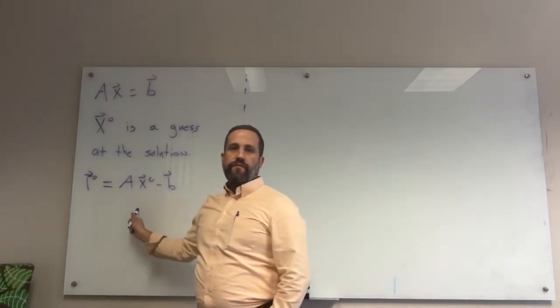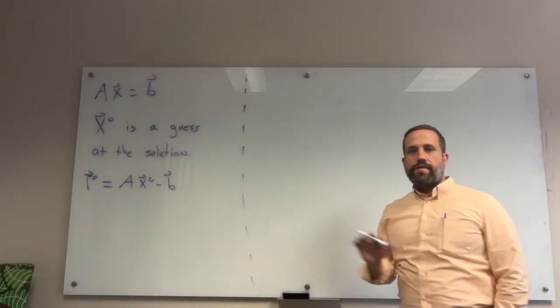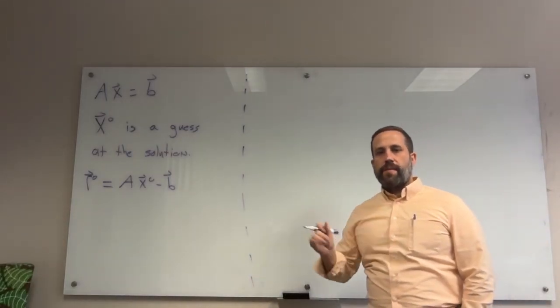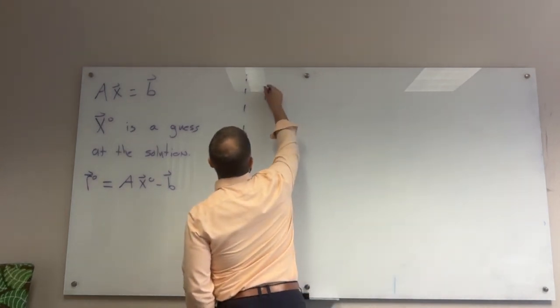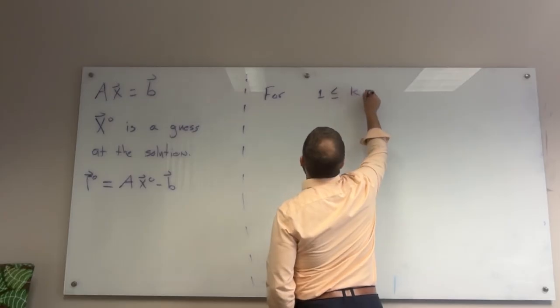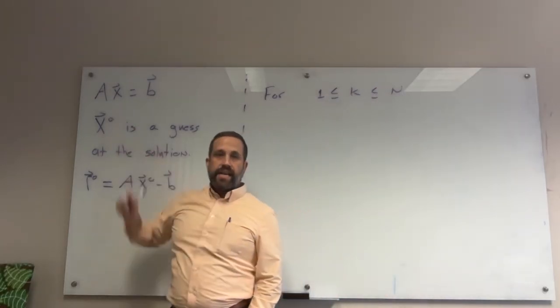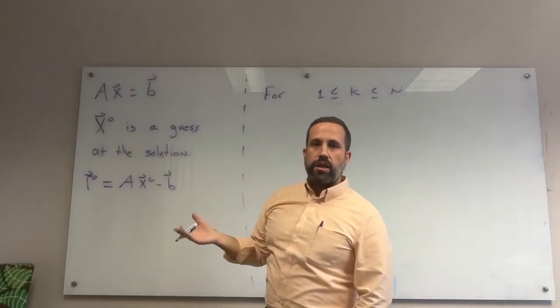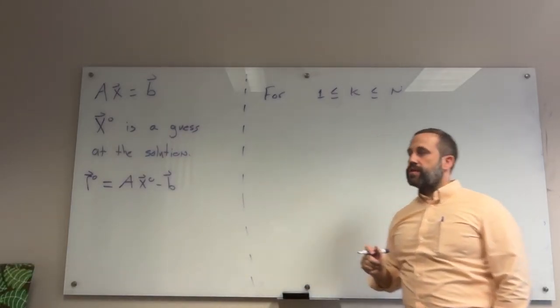So how can I modify my guess to try to make these entries 0? This is one of the ways we can think about how the method is based. For every k, with 1 less than or equal to k less than or equal to n, we're assuming that A is an n by n matrix. And unlike Python, we're going to start our index at 1 rather than 0.